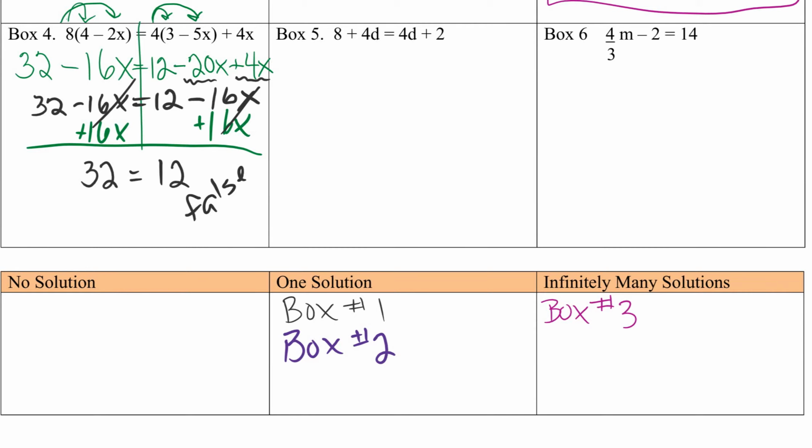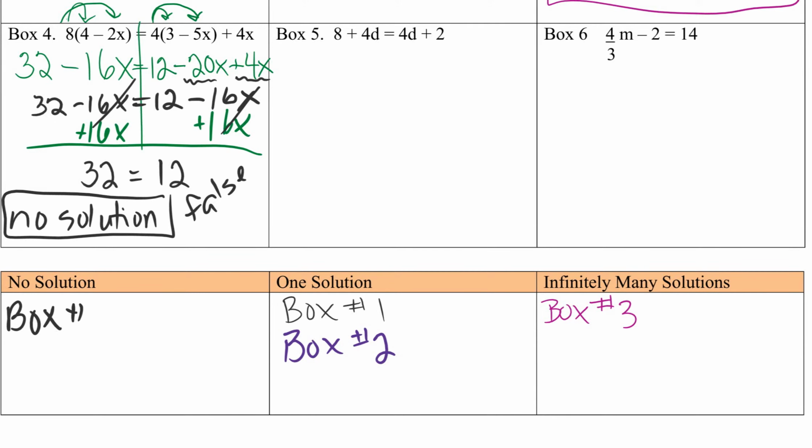Since I got a false statement, this means it's no solution. The answer is not false, although the statement is false. The answer is that there is no solution. There is no value of x that will make this true. So we're going to say in the no solution box that box number 4 meets this requirement.